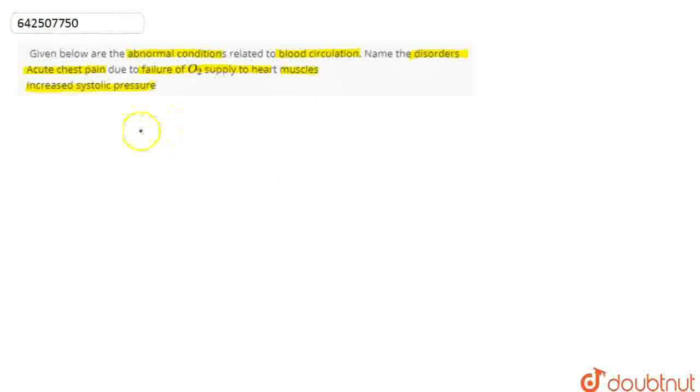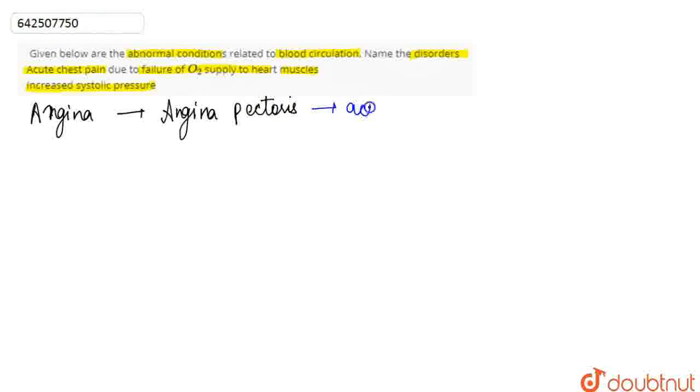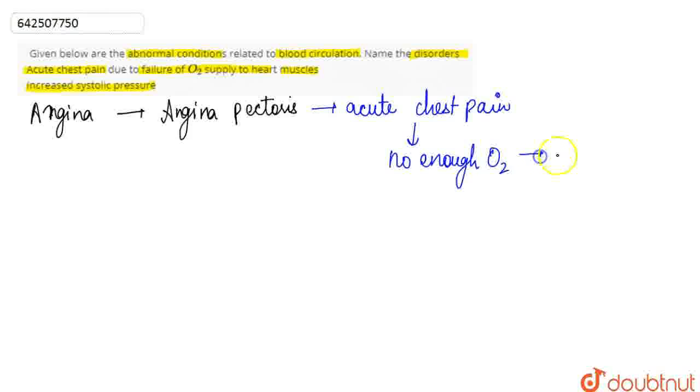Right, so basically the disorder is angina, also called angina pectoris. It's basically a symptom of acute chest pain that appears when there is not enough oxygen reaching the heart muscles.